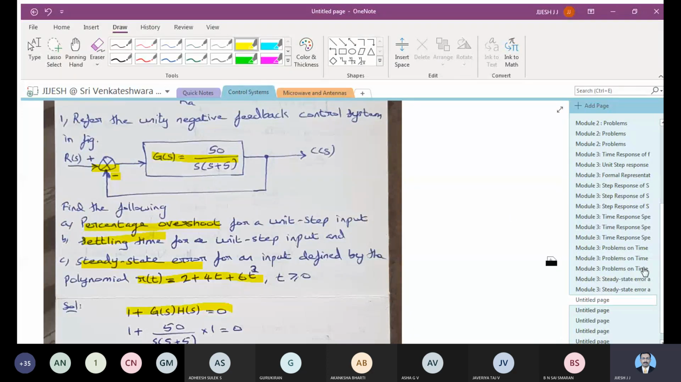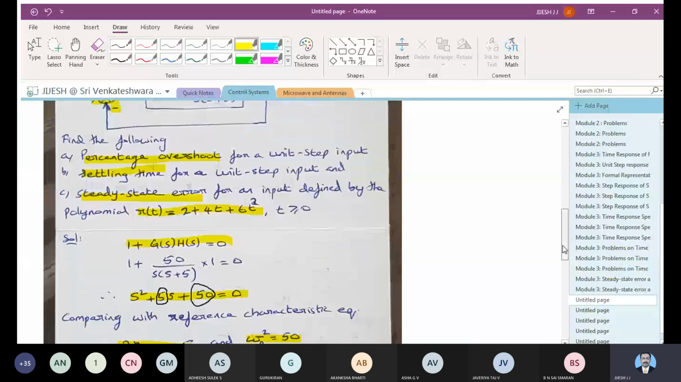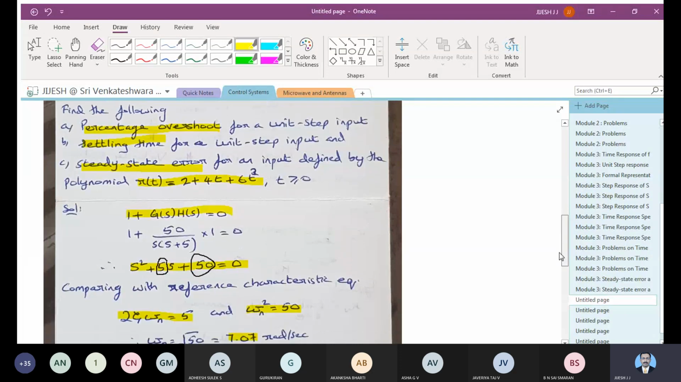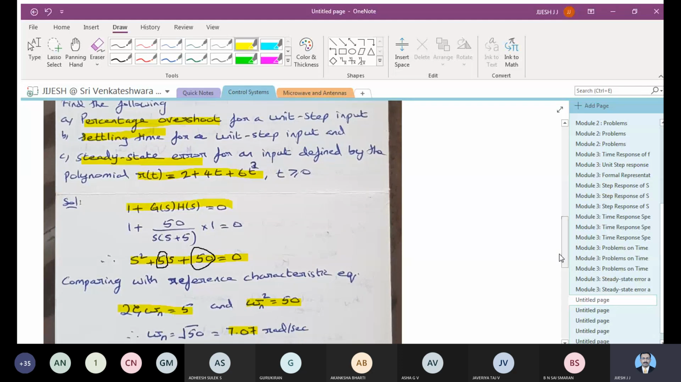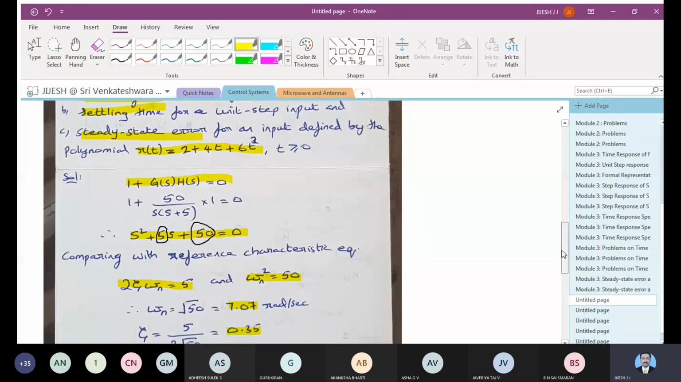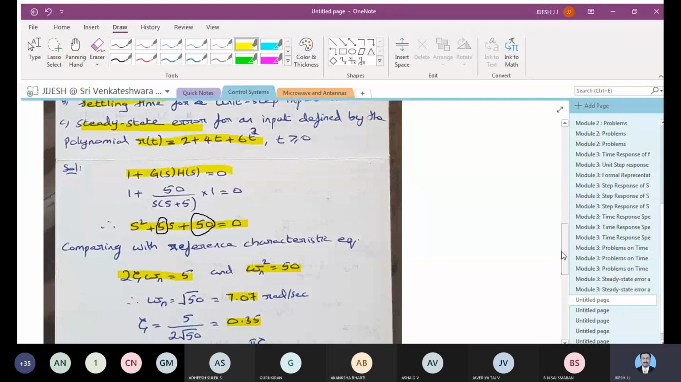This is how the simplification takes place. We have to write 1 plus G of s H of s is equal to 0 and substitute H of s and G of s. You get this equation s square plus 5s plus 50 is equal to 0. By comparing it with the characteristic equation s square plus 2 zeta omega n s plus omega n square is equal to 0, you will get 2 zeta omega n is equal to 5 and omega n square is equal to 50. So all these things we have completed. When you do the substitution, you get omega n is equal to 7.07 and zeta is 0.35.